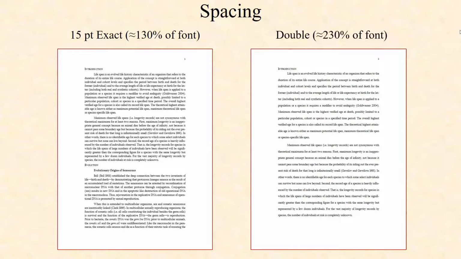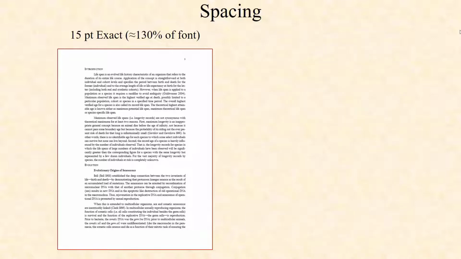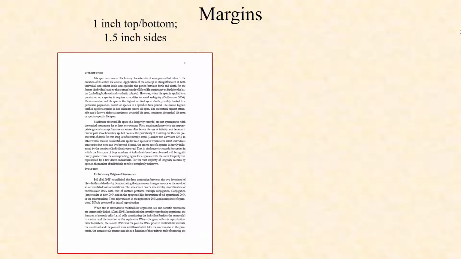And then we go to double spacing. This is really a whole other concept. It's 230% of the font. It's not optimal for reading, but it might be for editing, for example, since there's plenty of space there. So again, we look at our 15-point exact spacing on the left. That would be more optimally spaced than any of these others.